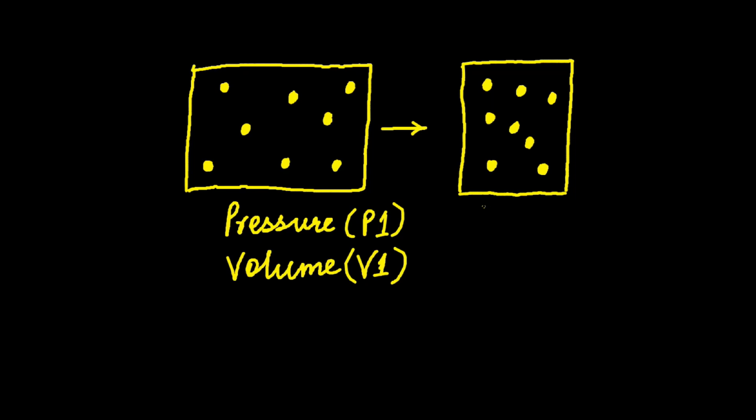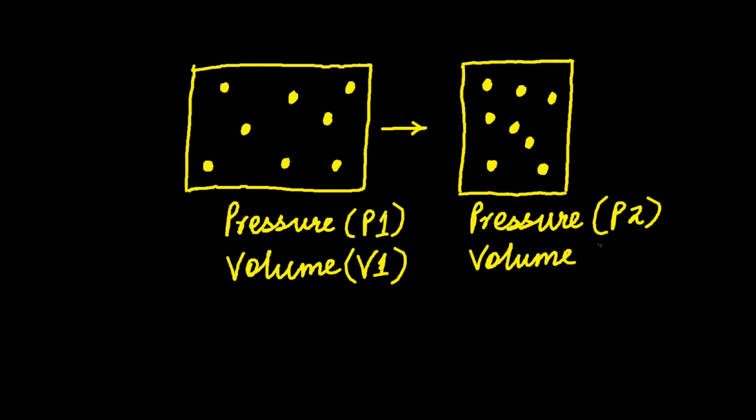Since the molecules are closer to each other, the number of collisions per unit area of the wall will increase. So the pressure will increase. When force increases, pressure will increase. So now here, this is pressure 2. We call it P2. And this is volume 2. We call it V2. It's smaller.